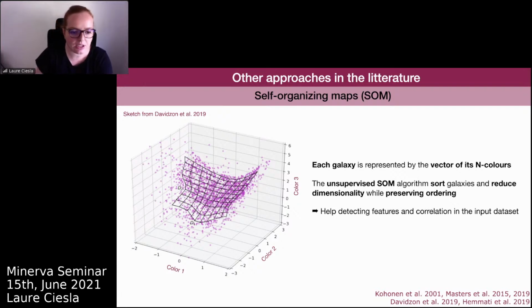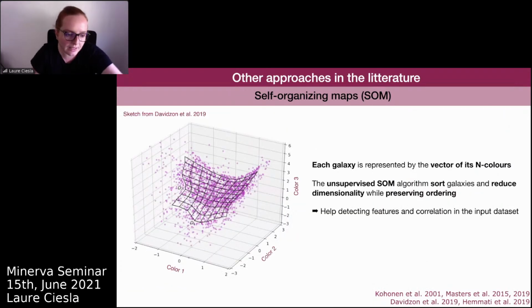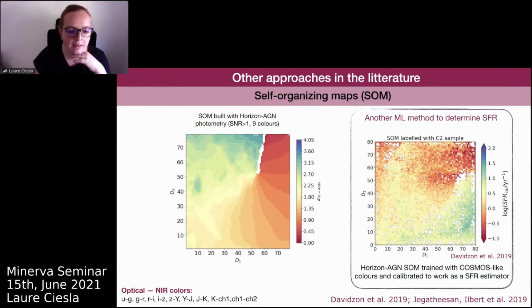So this is a sketch, and as a result, what you obtain is this kind of map on the left. You can see here the axes D1 and D2. If I come back here, they have this hyperplane that you can see in black. The color code here is the redshift from the Horizon-AGN. They did this study from simulation, so they used the Horizon-AGN, and they used 9 colors that I list at the bottom left side of the slide. And you can see how galaxies are sorted or placed on this SOM.